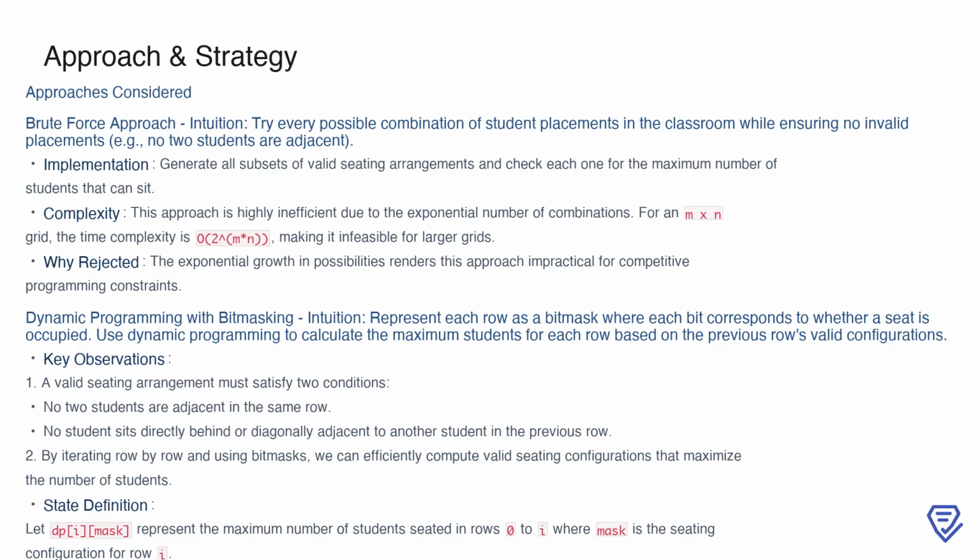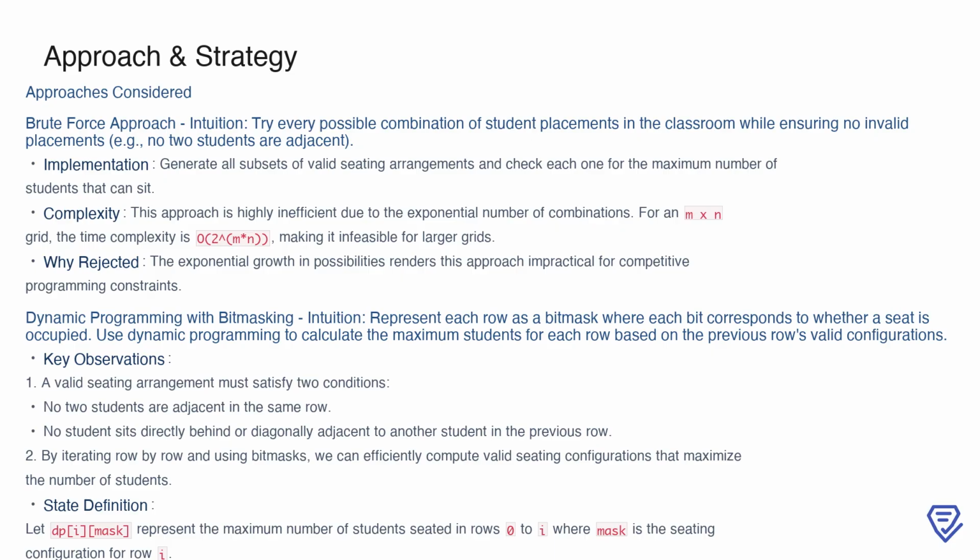The idea here is to represent each row of seats as a bit mask, where each bit indicates whether a seat is occupied. Using dynamic programming, we calculate the maximum number of students that can be seated row by row, ensuring that no students are adjacent within a row and that no one sits directly behind or diagonally adjacent to another student in the previous row.